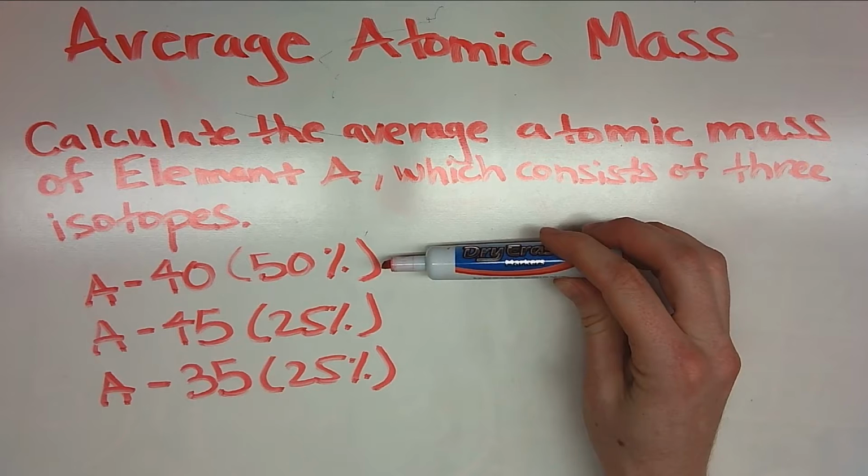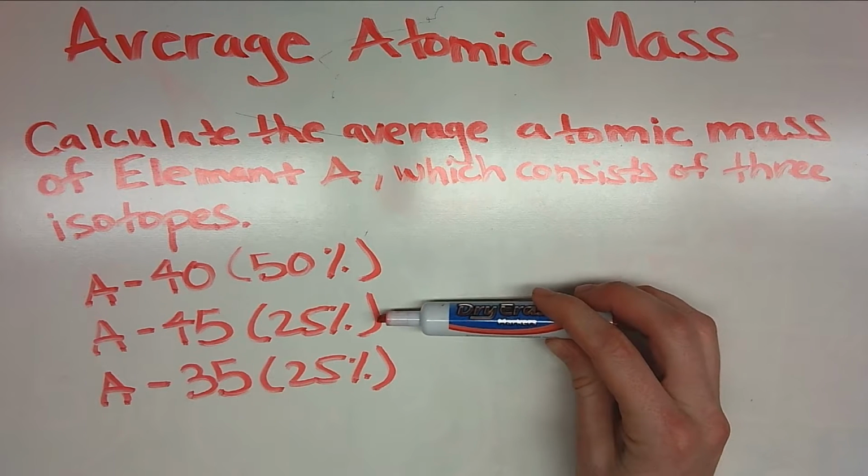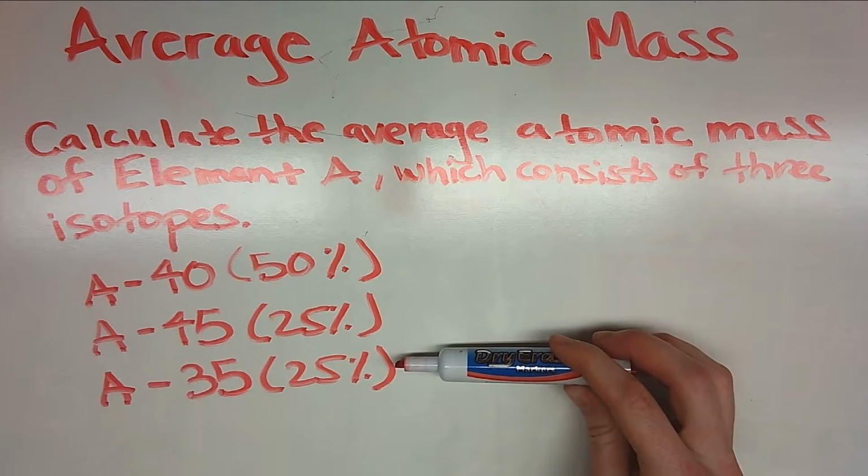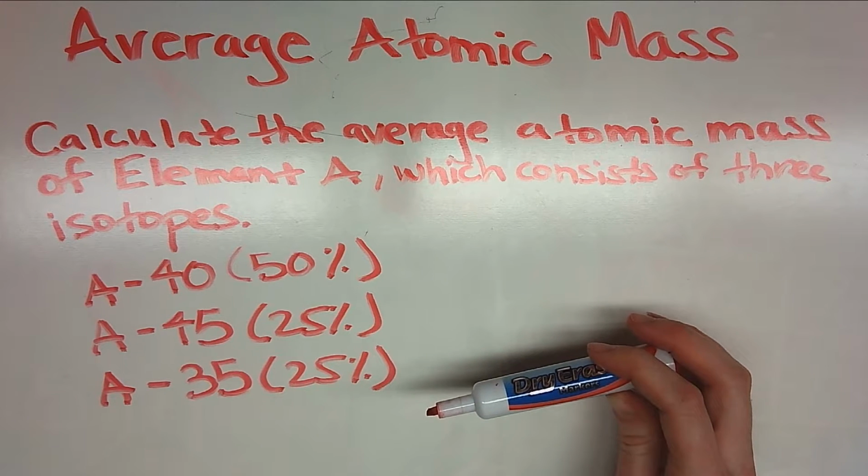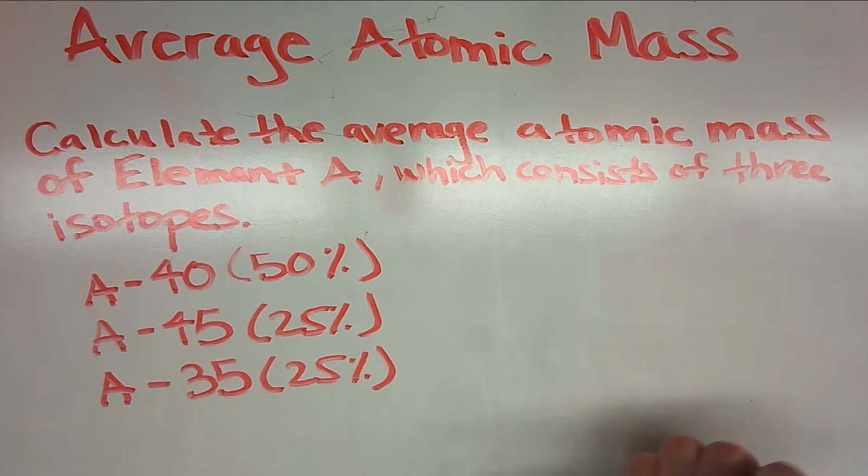A40 exists 50% of the time, A45 has an abundance of 25, and A35 has an abundance of 25 as well. So we have to take this into consideration and do a weighted average.